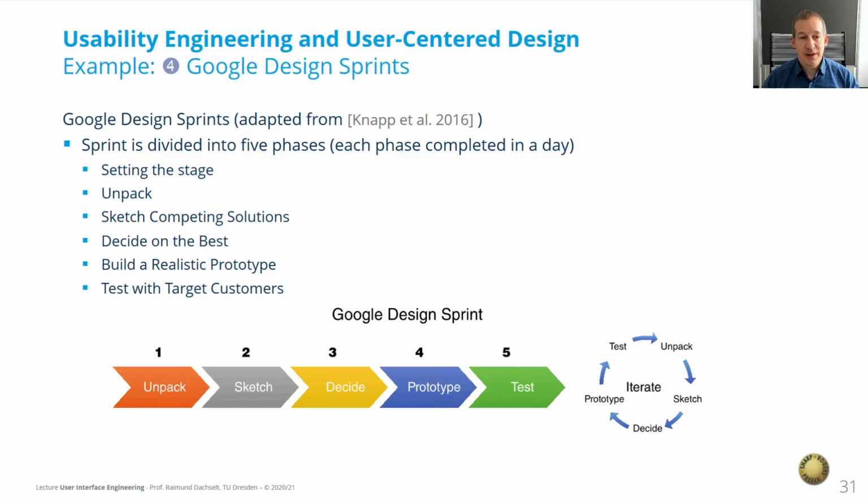And then we have the first phase. This is the unpack phase. On day 1 you focus on mapping this challenge and choose a sub-target or a target. That means something you can really achieve in a single week. And then you really start on day 2 with sketching competing solutions. So this is deliberately focusing on sketching alternatives, on generating solutions. And it's an emphasis on individual creativity rather than group brainstorming at this phase on day 2.